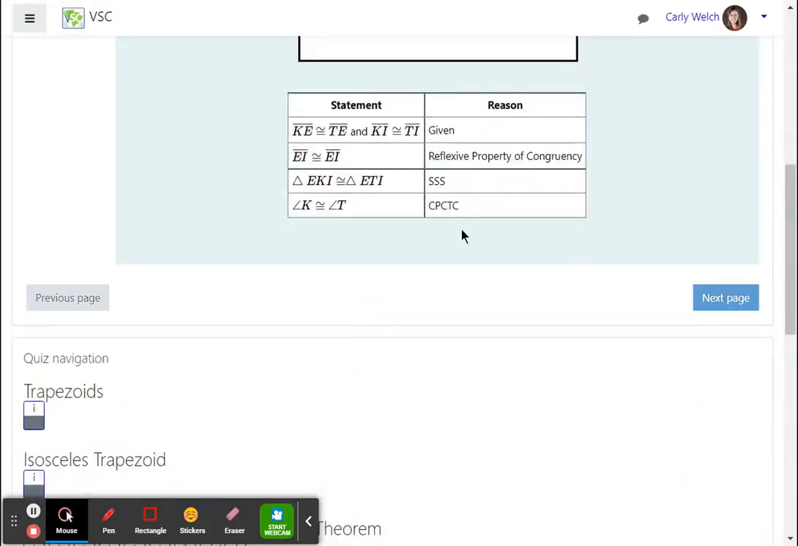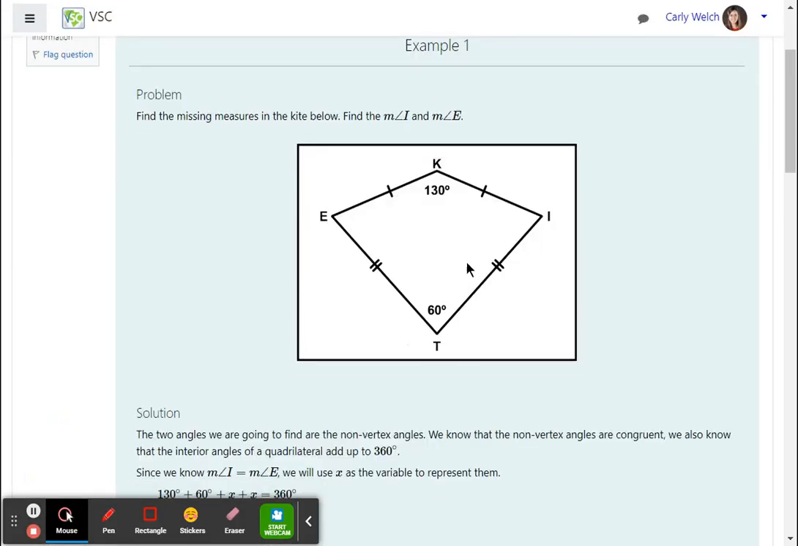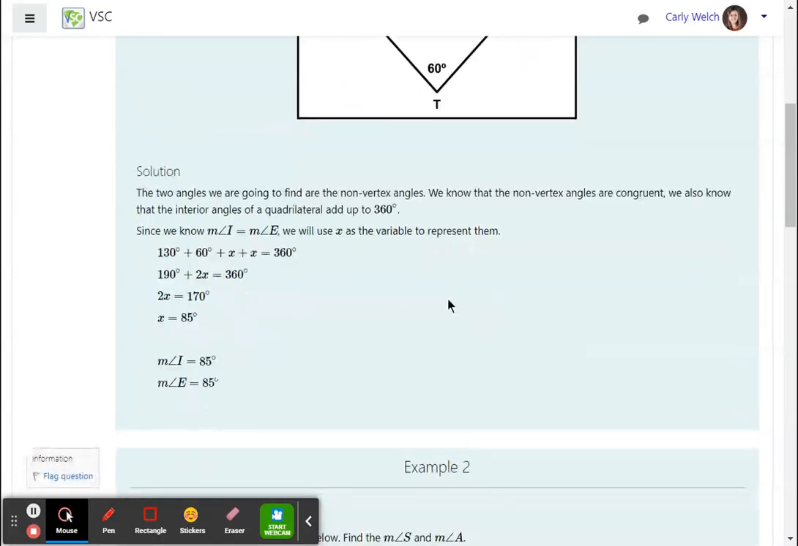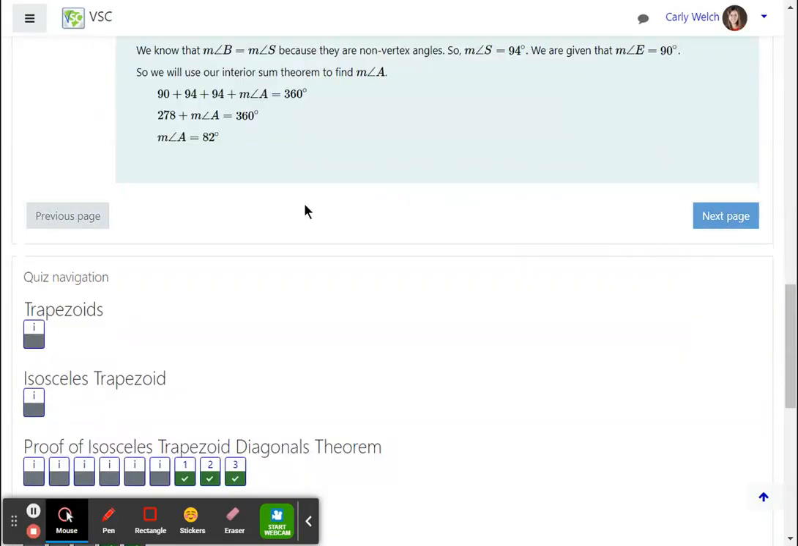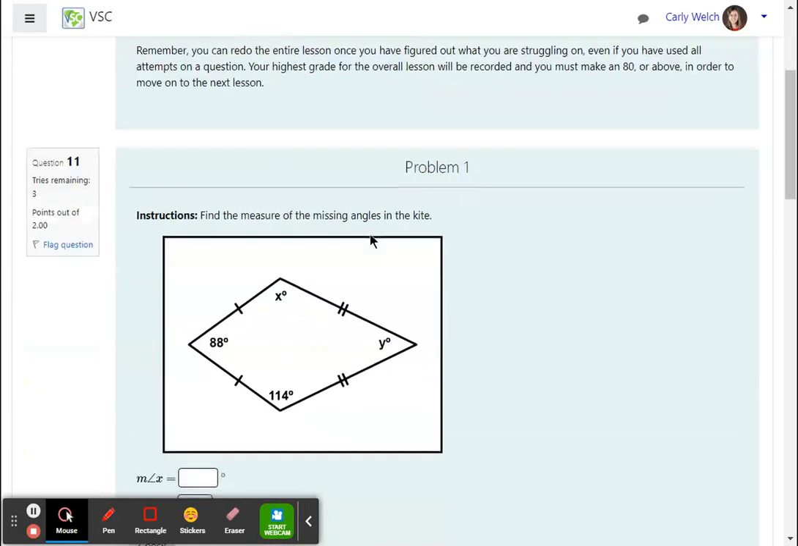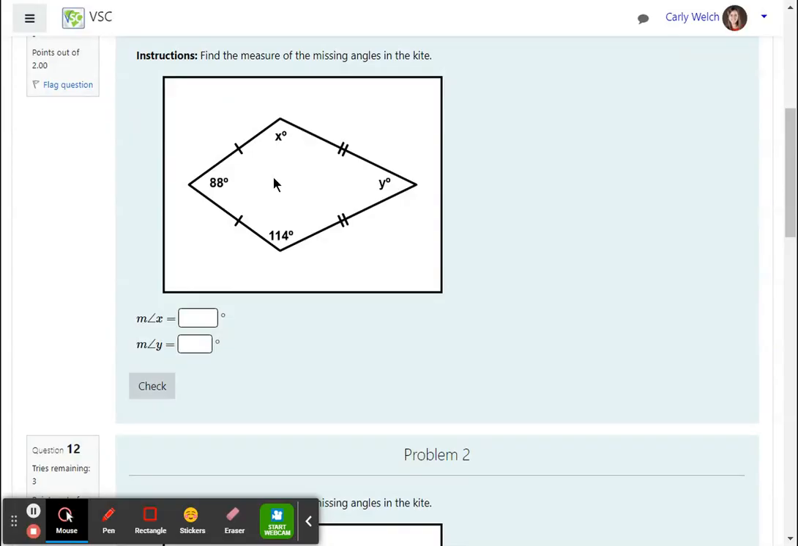All right, there is a proof for you. Find the missing angles. There are 360 degrees in a kite. All right, here we go. So we're going to start with X. These are your non-vertex angles. Those are equal. So this is going to be 114. And then we know that there's 360 degrees in a kite. So we're going to subtract the other ones that we know. So minus 88. And that'll give us 44 for the missing angle.